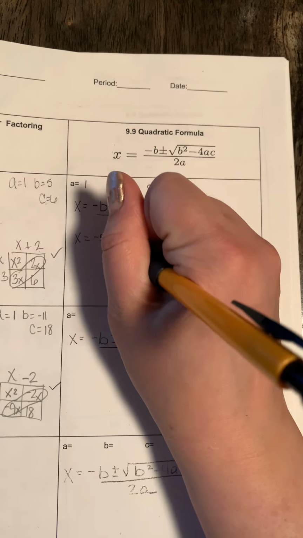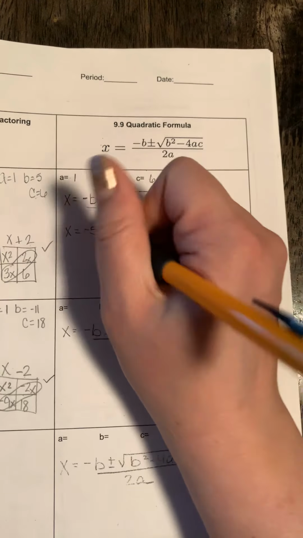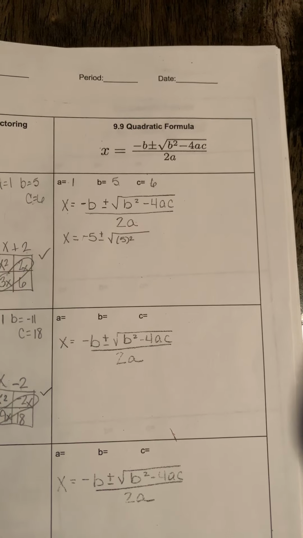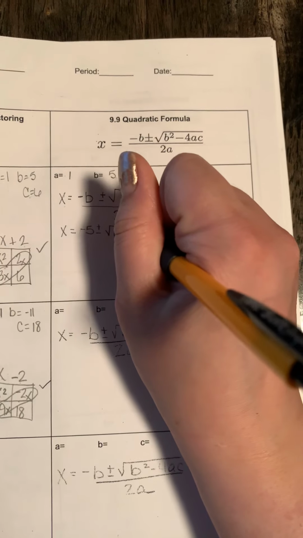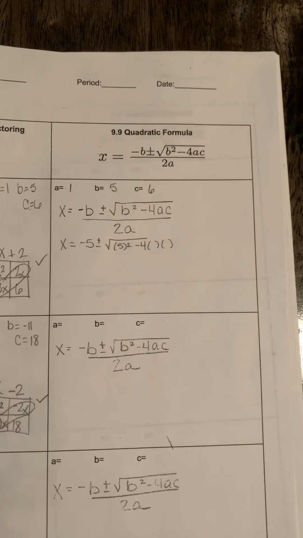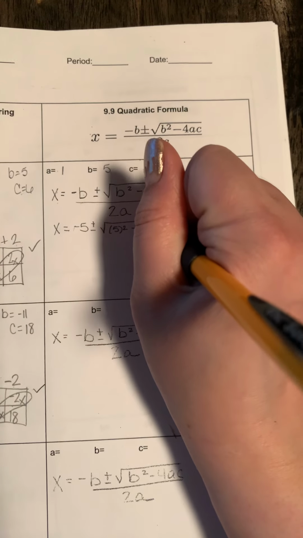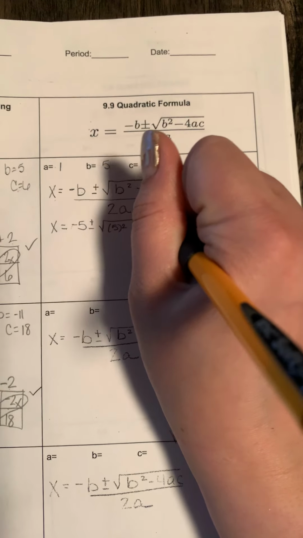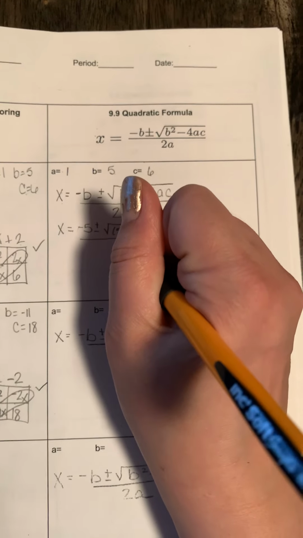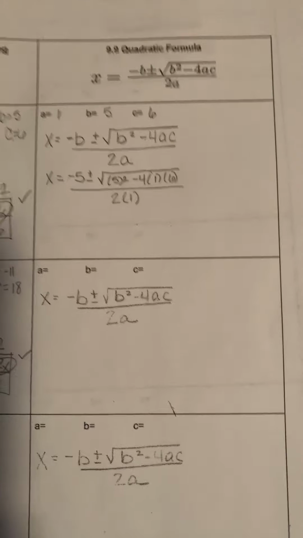Plus or minus the square root of b squared. So b is 5. I'm going to put it inside parentheses because I'm going to square it here in a minute. Minus 4 times my a times my c. My a is 1, my c is 6. So 1 and 6. And then all of this is divided by 2 times my a, which is 1. And now we're just going to simplify it, and you'll need a calculator for this.